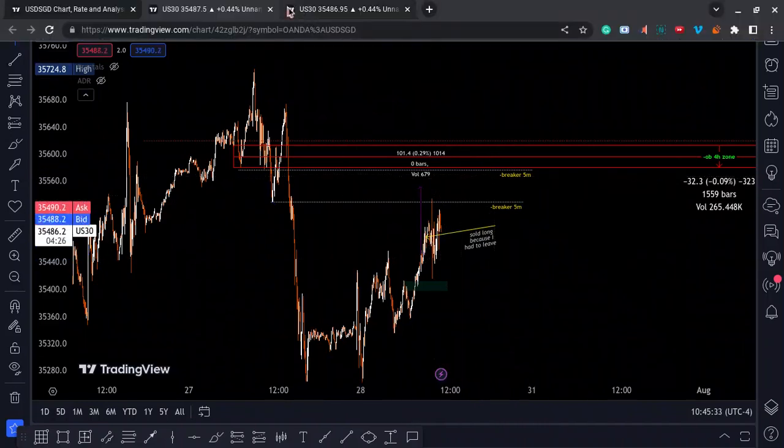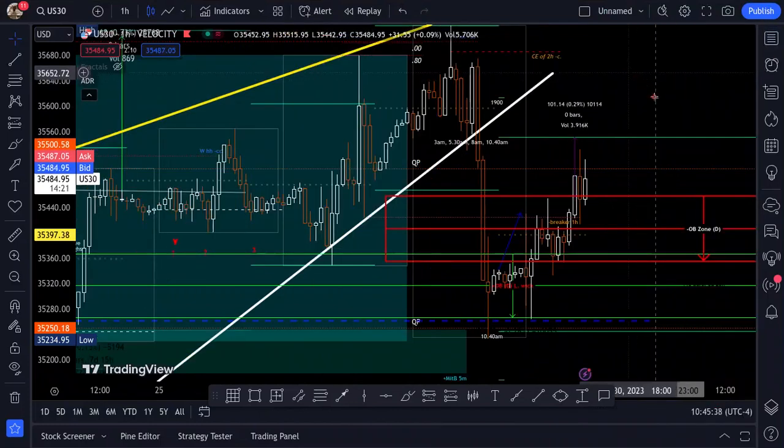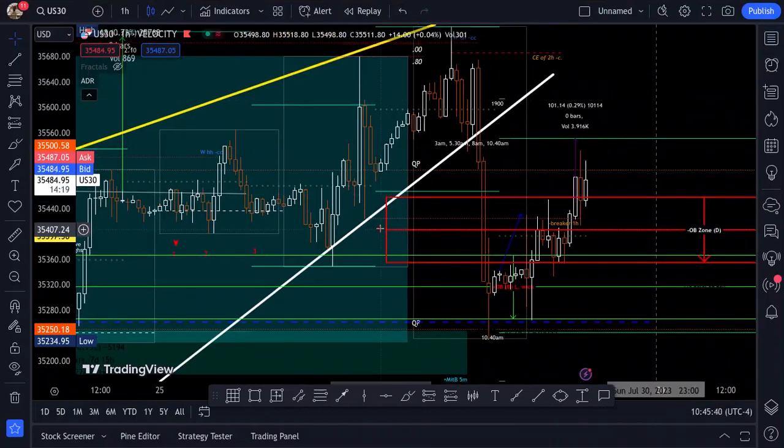Okay, so let me explain the ADR algo theory. Like I said, I know we don't use indicators, but this actually helps. So let me show you something real quick. I've been practicing with this, playing with this for a while.